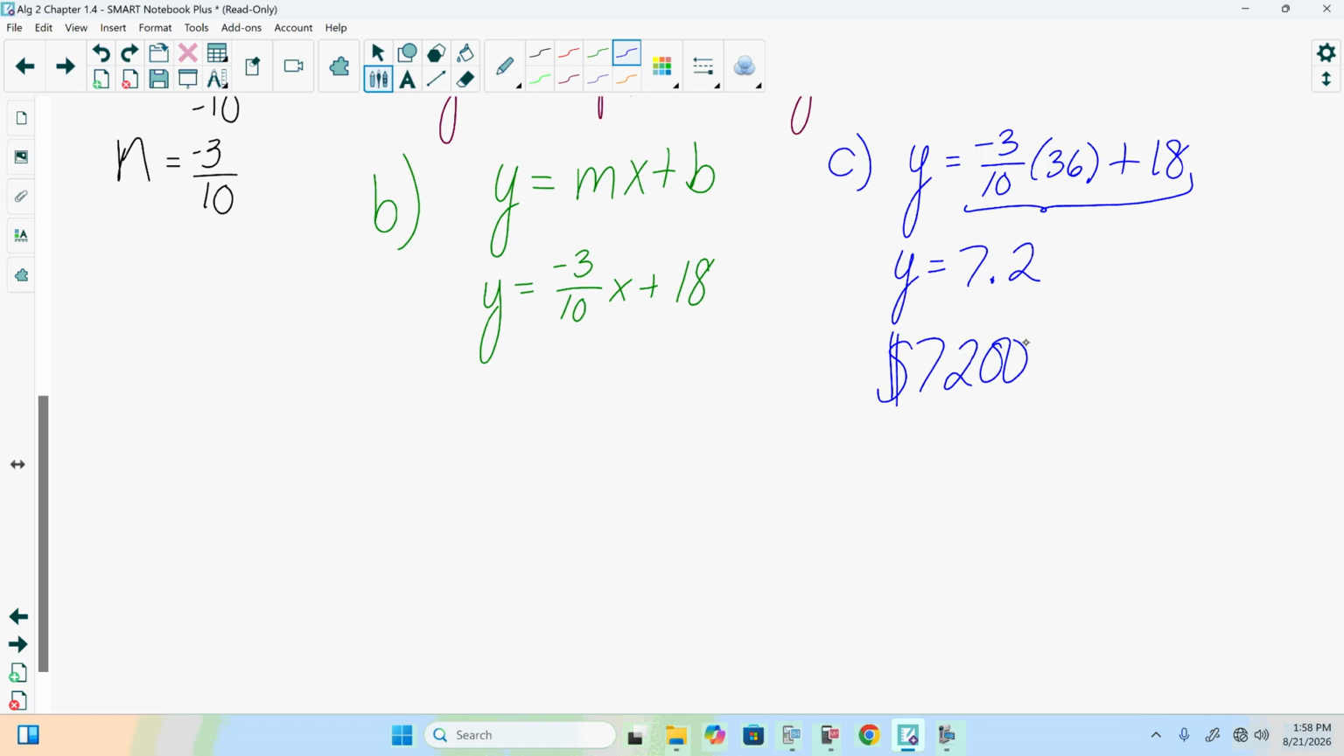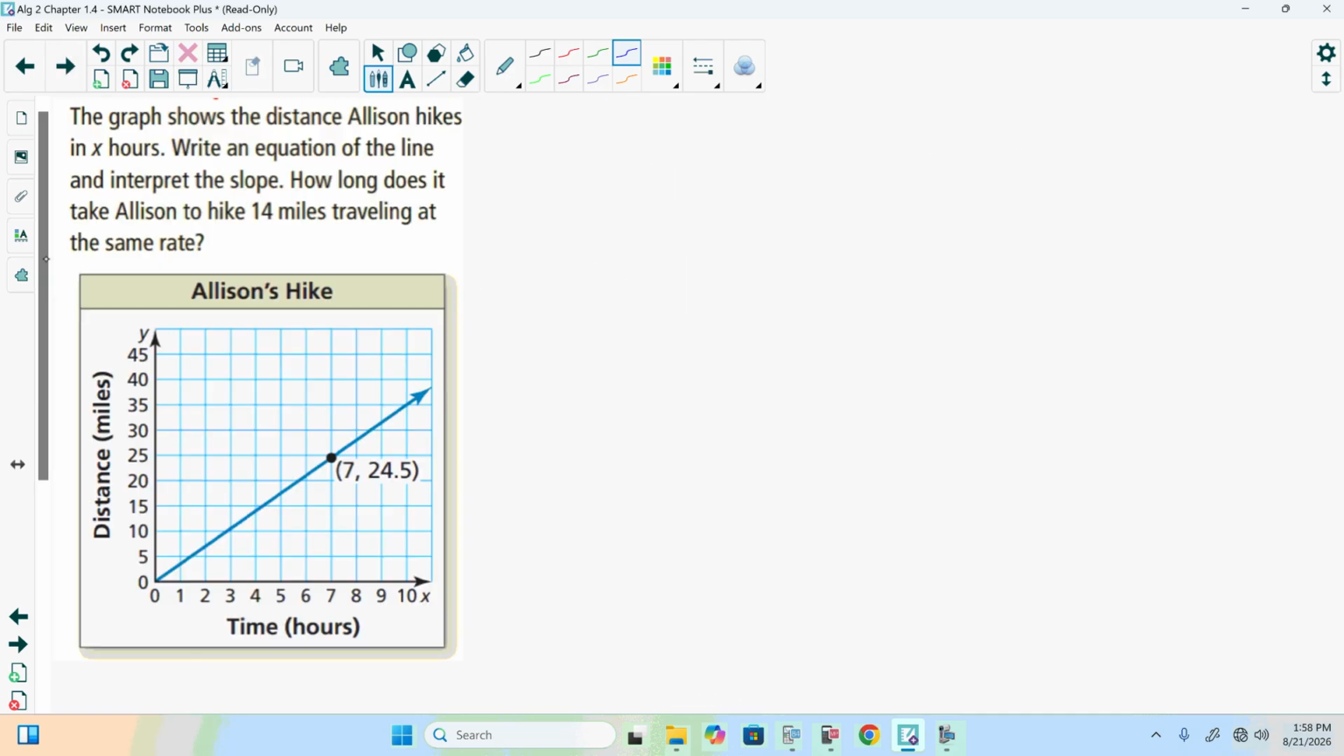Questions on this here? Be ready for the next one. The graph shows the distance Allison hikes in x hours. Write an equation of the line, interpret the slope, and then figure out how long it takes her to travel 14 miles, traveling at the same rate.